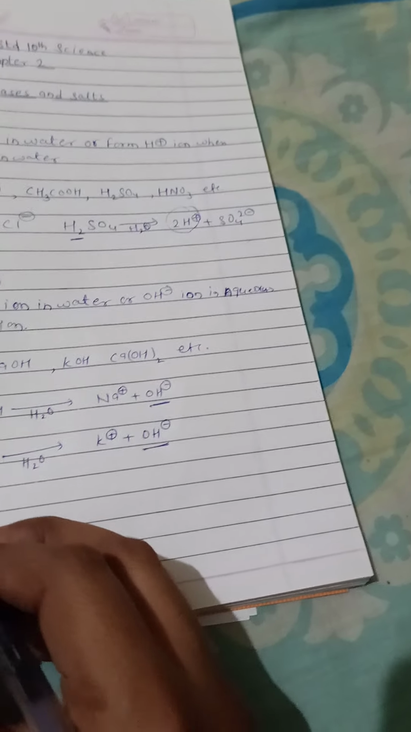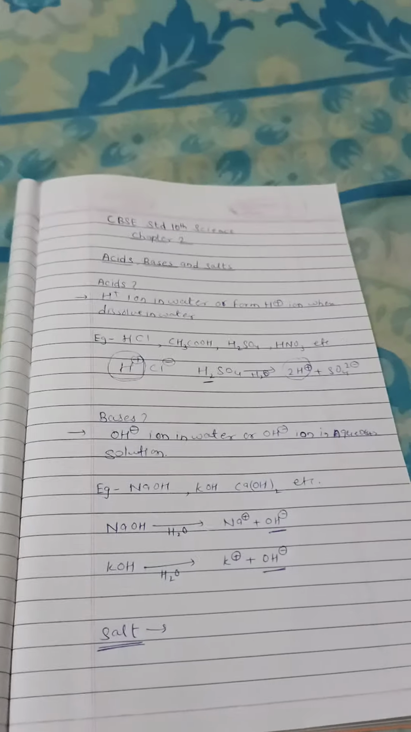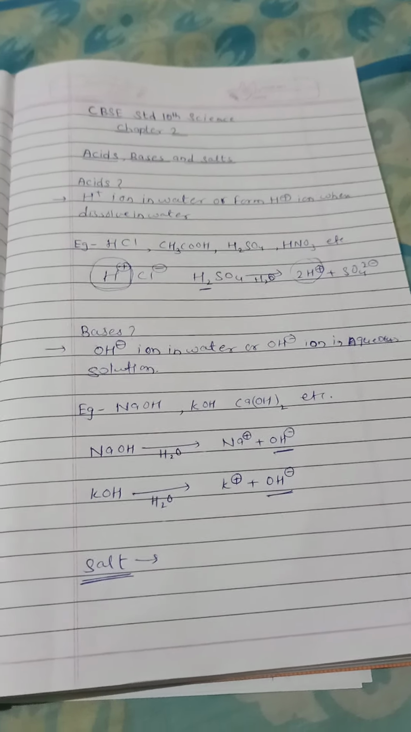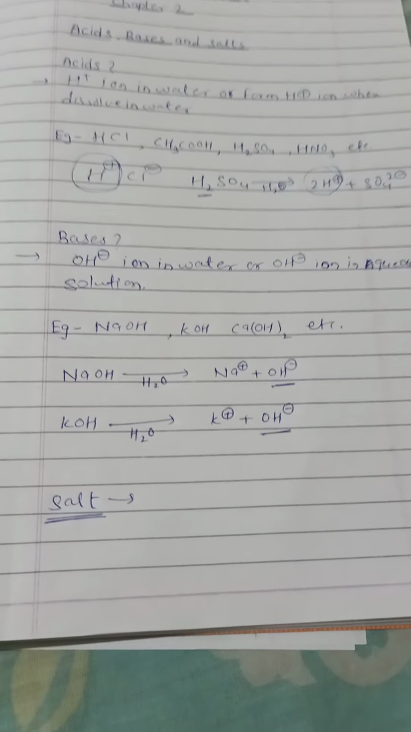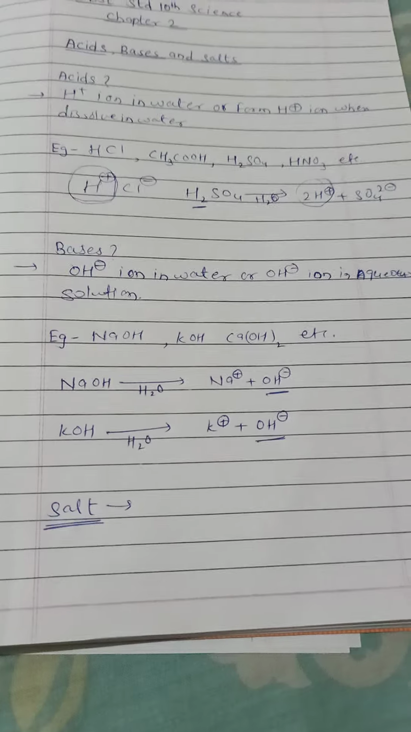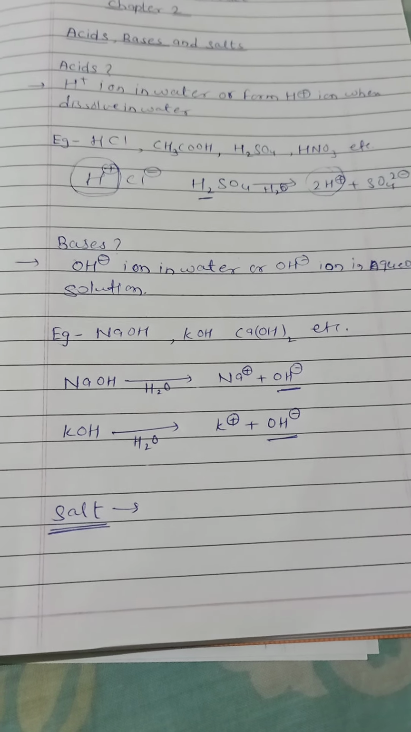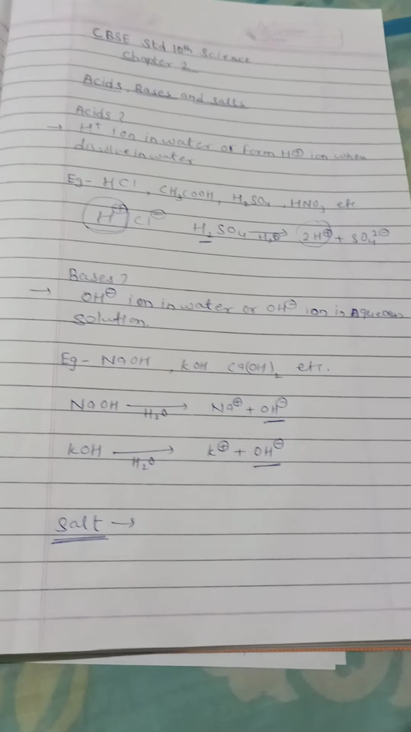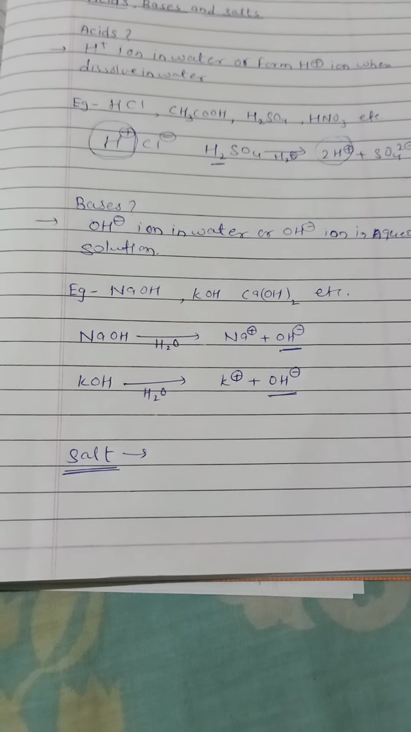And what is a salt? Salt is a combination of both positive ion and negative ion. The positive ion is considered a cation and the negative ion is considered an anion. So salt is a combination of cation and anion. I hope you have understood.